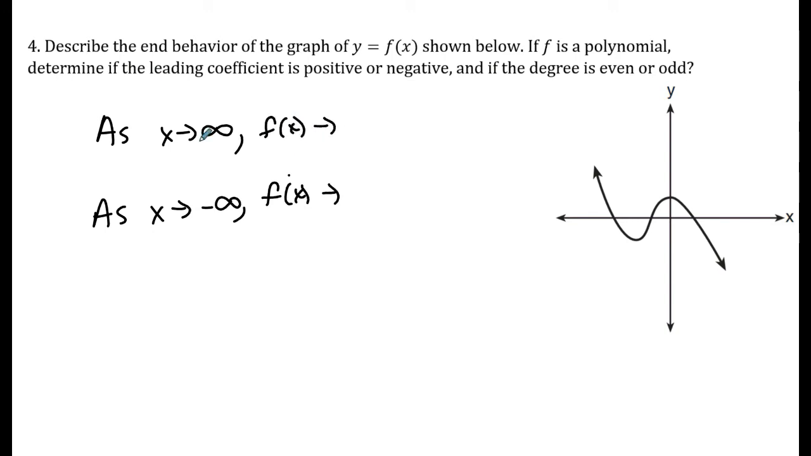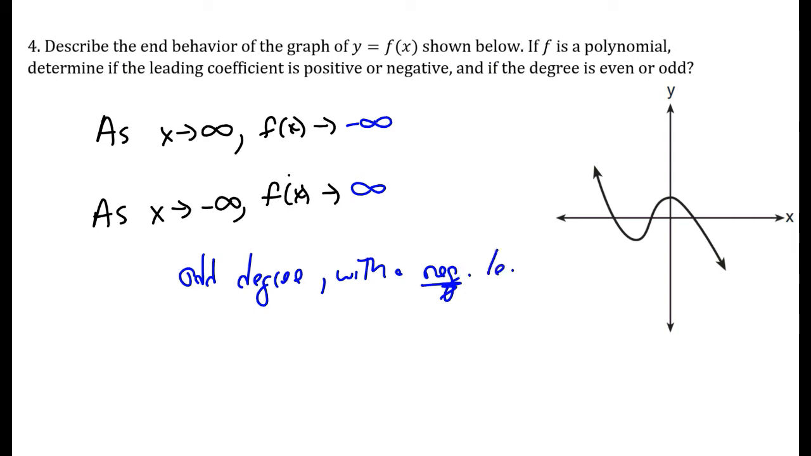Where is it going? Well, as I approach infinity, as I get really, really big on my x-axis, my function is plummeting downward, so it's going towards negative infinity. And as I approach negative infinity in my x direction, as my x's get really negative, my function's going skyward up, so it approaches infinity. Running through my dance moves, this is an odd degree because they're not going in the same direction, with a negative leading coefficient.